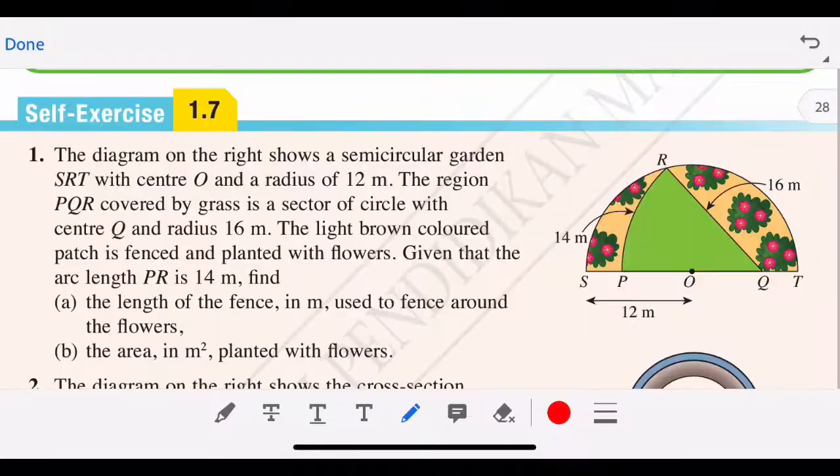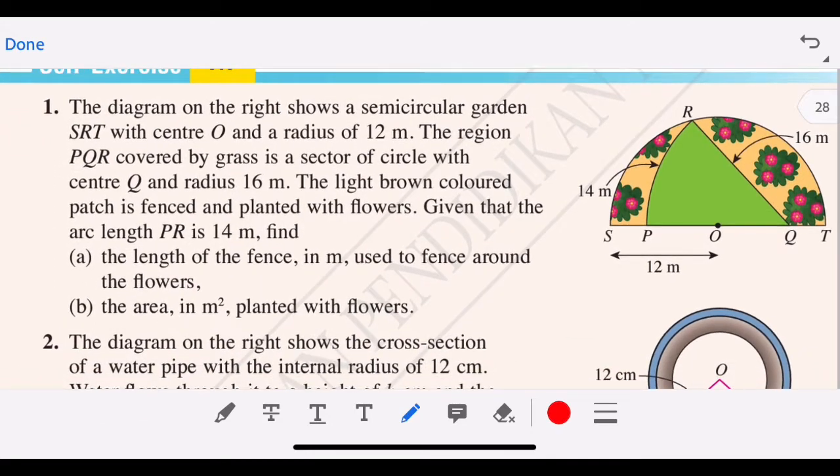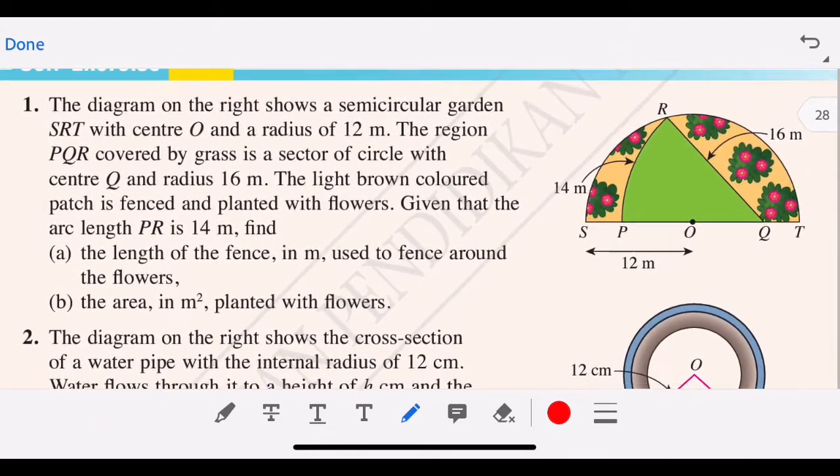Hello everyone. Today I would like to discuss self-practice 1.7. For this one, you're asked to solve the question. So let's go through the question first. Make sure you understand the question.